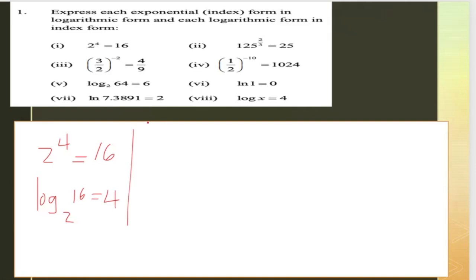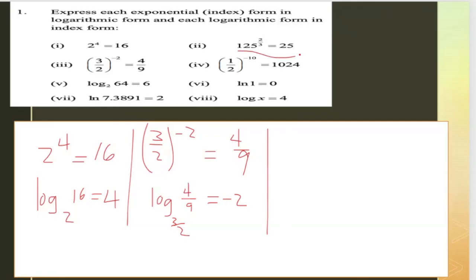If I have 3 over 2 raised to the negative 2 equals 4 over 9, even though the 3 over 2 is a fraction, it's still the base. So you write log first, and my base is 3 over 2. And then the 4 over 9, which is over the equal sign, goes beside the log, and then it's equal to negative 2.